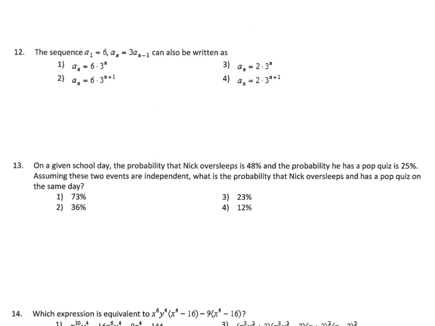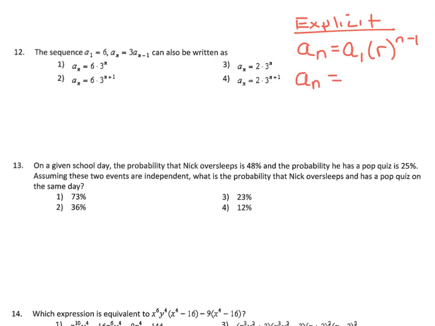Now, my first thought would be to take this sequence and write the explicit formula. Since it's geometric, we know that the explicit formula would be a sub n equals the first term times r to the n minus 1 power. So a sub n would be equal to the first term, which they tell us right here is 6, times r. So what are we multiplying by to get from one term to the next? Right here, 3, to the n minus 1 power.